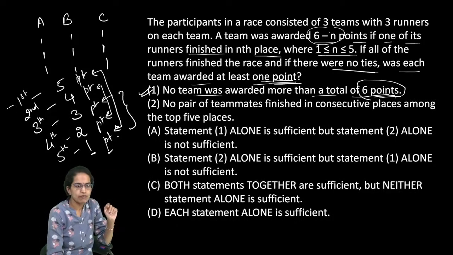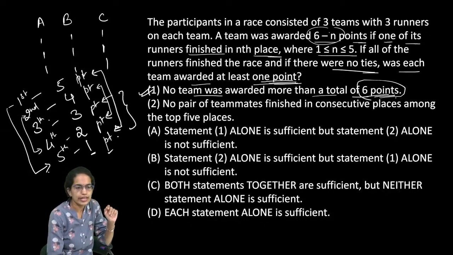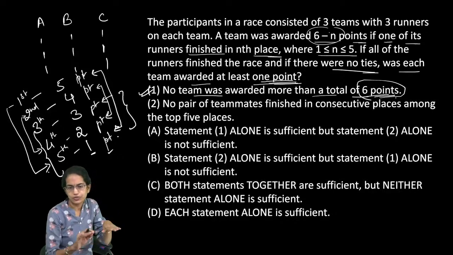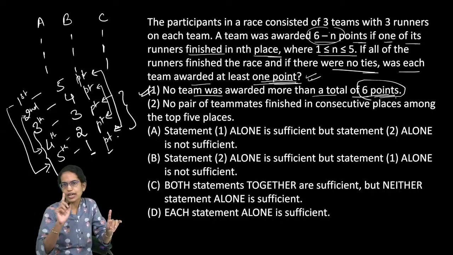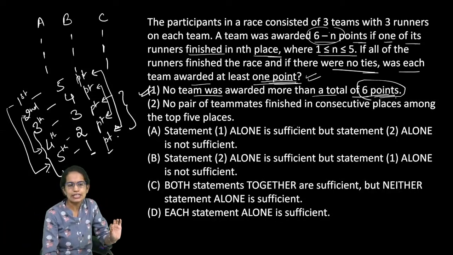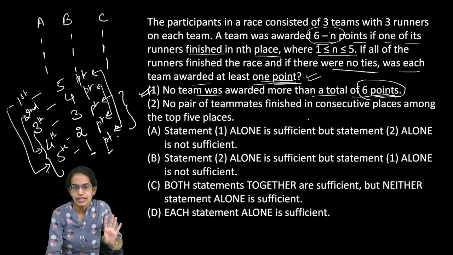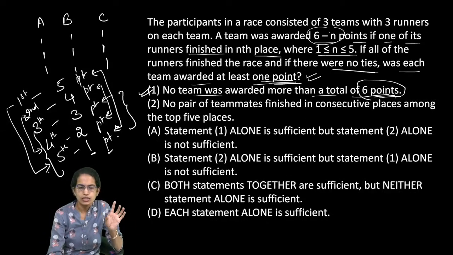So I can have the first runner and the fifth runner together. I can have the second runner and the fourth runner together, or I can have the third, fourth and fifth runner together. So they would have 6 and no more than 6. So by this, I would assure that each team would be getting at least 1 point. So definitely statement 1 is correct independently. Both of them together are not required. This alone is sufficient. But let me check the other statement.